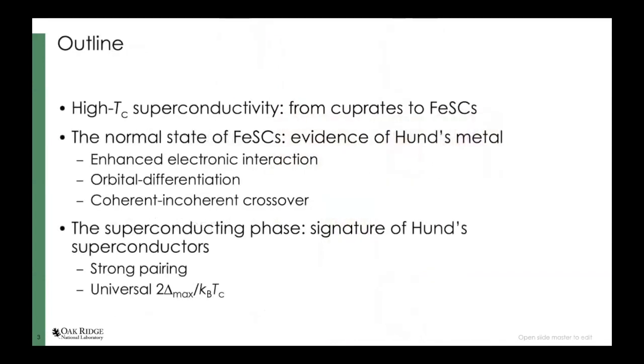All right, so here's the outline of my talk. Since this is a superconductivity session, I think it's always good to start from the cuprates and try to build a connection from the cuprates to iron-based superconductors.